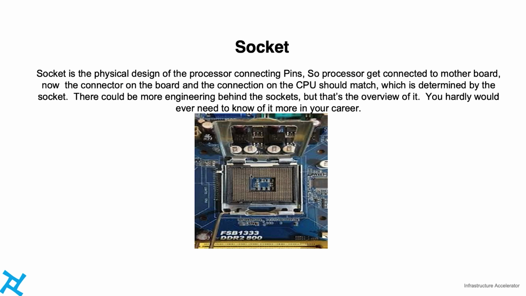Socket is the physical design of the processor's connecting pins. On your motherboard you would see something like this. This is what the socket is. The processor gets connected to the motherboard. Now the connector on the board and the connection on the CPU should match. A board comes with a specific kind of design. So when you buy a motherboard, you read its specification and figure out what kind of socket is there in that motherboard.